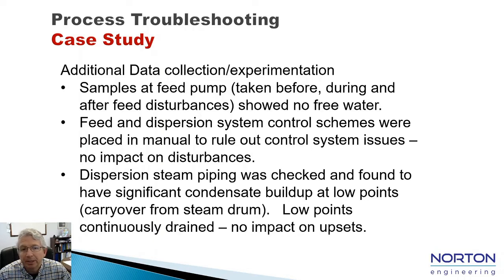The dispersion steam piping was checked, and it was found to actually contain significant amounts of condensate buildup at the low points. This was later identified to be carryover from the steam drum where the steam was being generated. Those low points were continuously drained to try to avoid any condensate buildup, thinking that the condensate could be causing these upsets. Unfortunately, as we opened the continuous drains on those low points, there was no impact and the upsets continued.